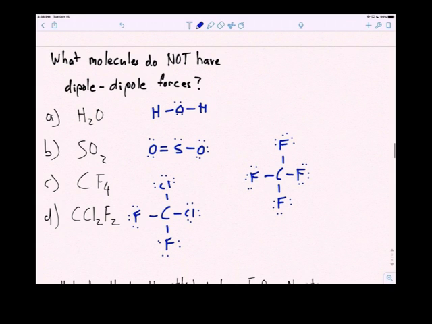So here, if you want, pause the video and think about this: which of the following molecules do not have dipole-dipole forces? I'm going to look to see which one does not. The only one that does not is C, carbon tetrafluoride. Water is bent, it's polar. SO2 is a bent molecule, that's polar. Carbon tetrafluoride is a tetrahedral molecule, but all the atoms are the same, therefore it's not polar. And D is tetrahedral, but the atoms are different, so that one is polar. So the only one that's nonpolar is going to be C.